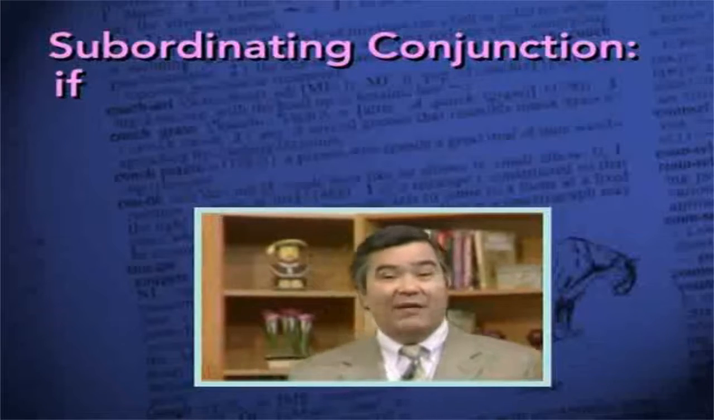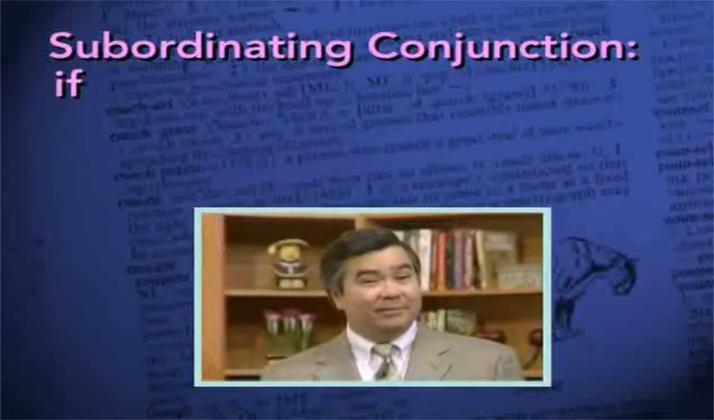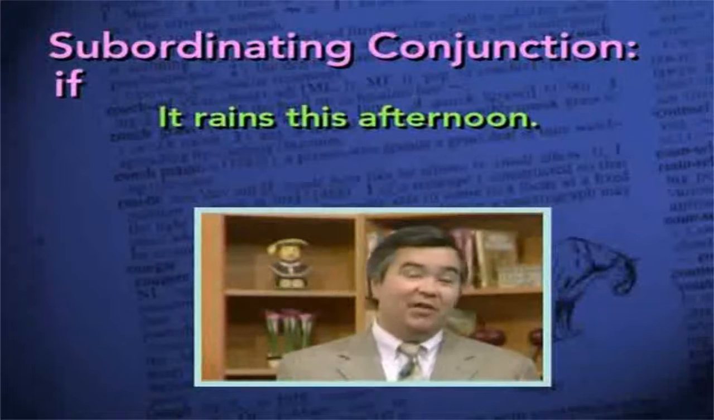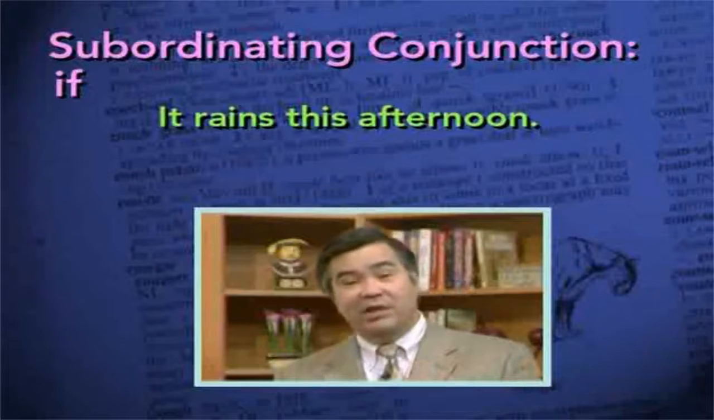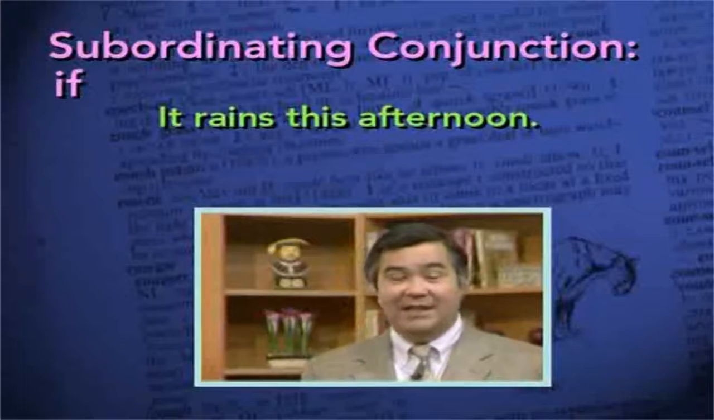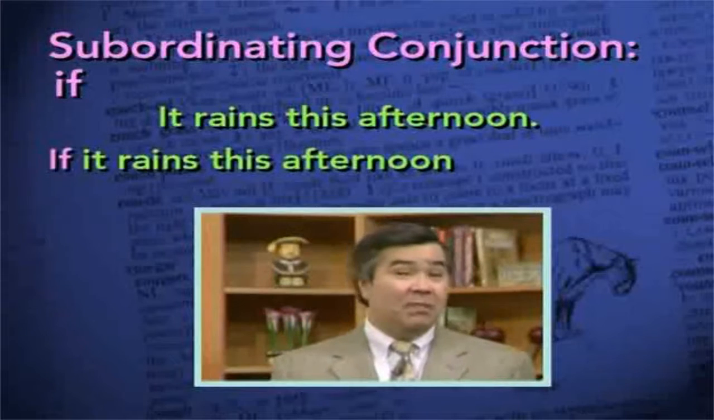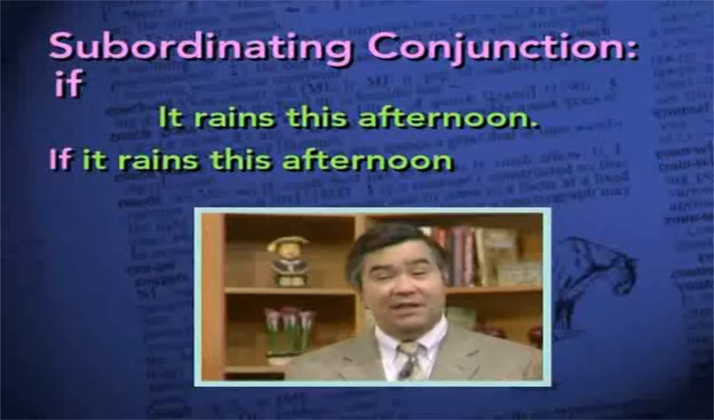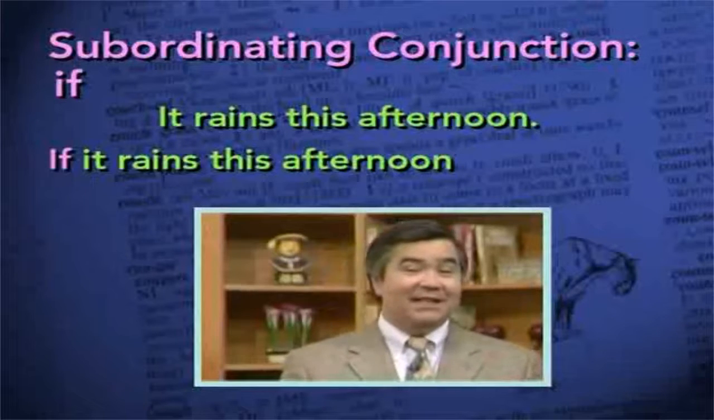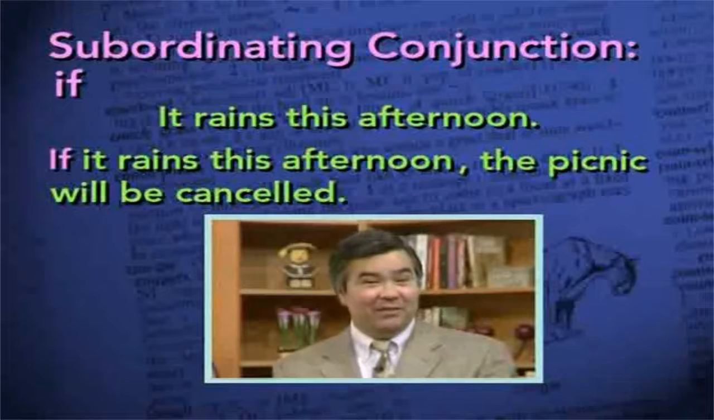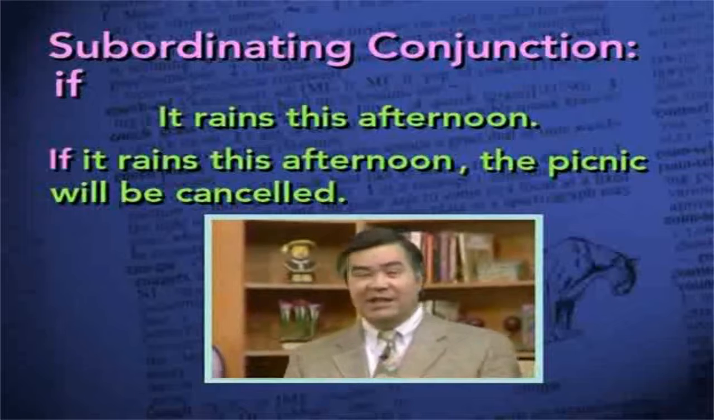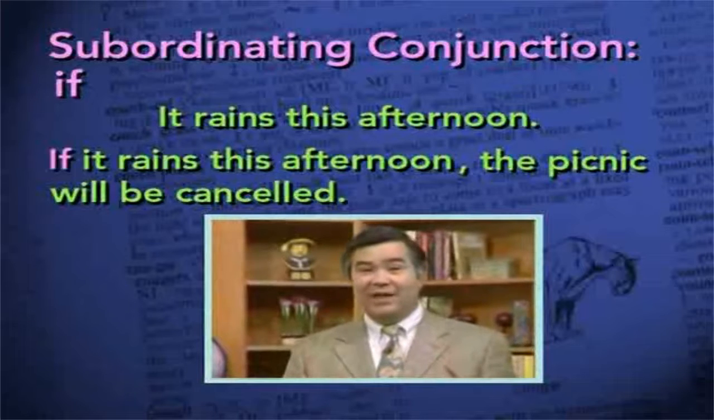So, for example, we might have a clause like the following. It rains this afternoon. That could stand alone as a sentence. However, when we put the subordinating conjunction if in front of it, it can no longer stand alone as a sentence. If it rains this afternoon, suddenly it feels incomplete. Something more needs to be added to turn it into a complete thought. If it rains this afternoon, the picnic will be canceled. A subordinating conjunction then creates a subordinate clause, which means a clause that can't stand alone as a sentence.